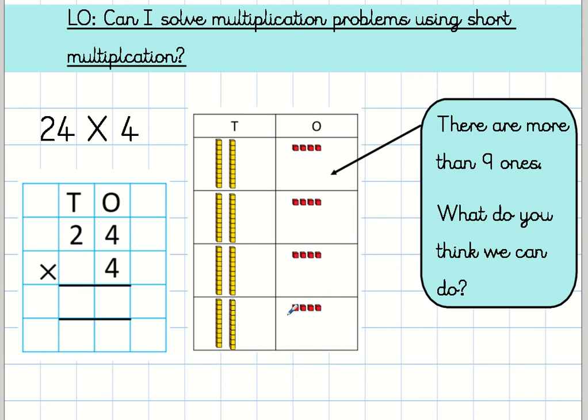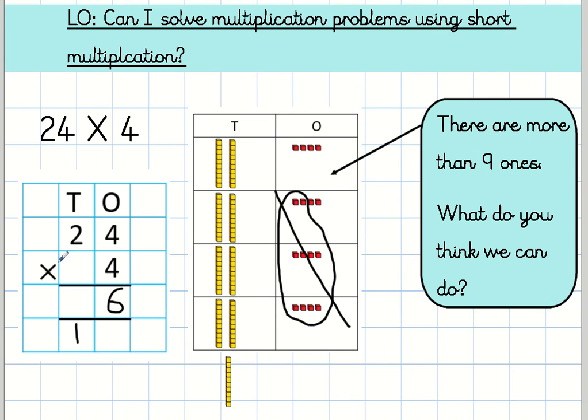So what I'm going to do is circle 10 ones. 4, 8, and I'm going to take 2 of those to give us 10. And I'm going to exchange those for a 10. So what I've done there is I've recognised that 4 times 4 is 16, but I can't write 16 in the ones column. So I've exchanged 10 ones for 10. And that leaves me with 1, 2, 3, 4, 5, 6 ones in the ones column and an extra 10 in the tens column, which is this one here.